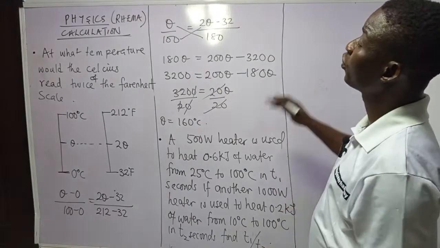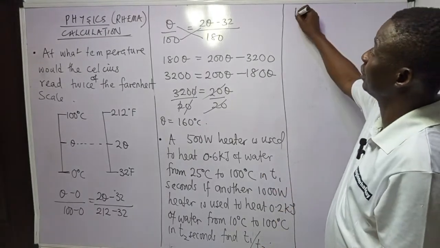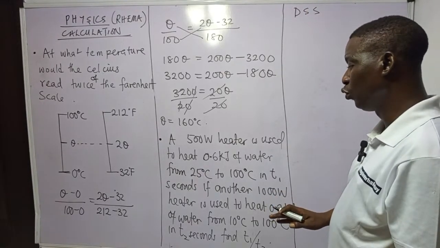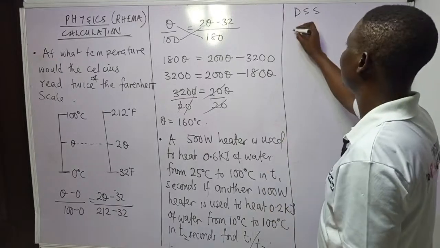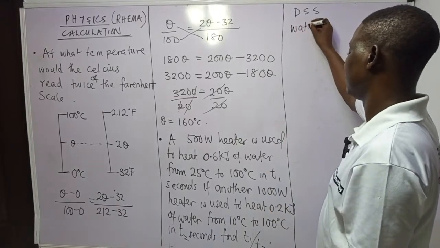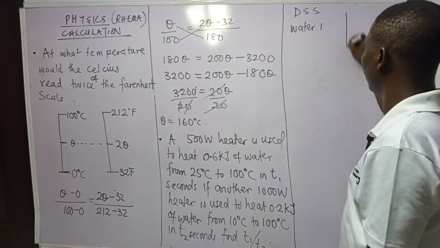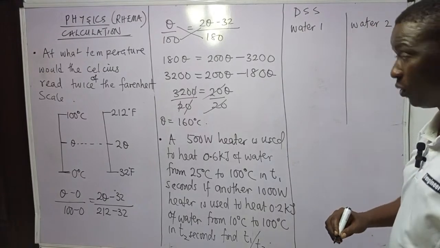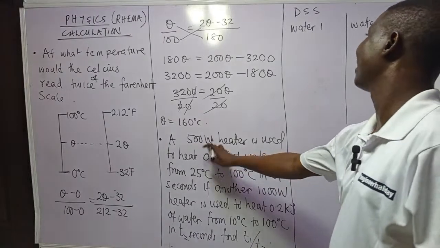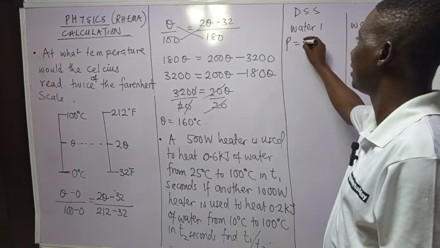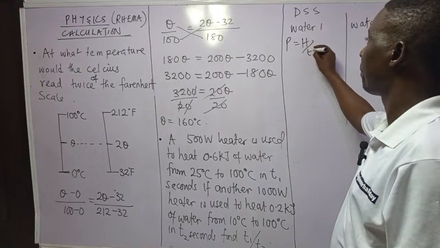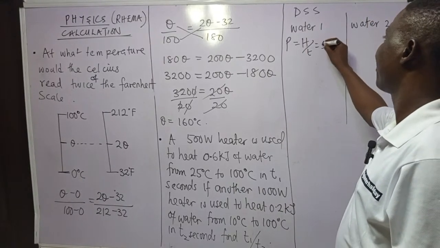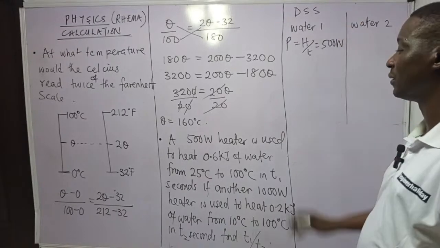First of all, if you want to solve calculation in physics, you have to use what they call DSS, and you have to be very smart. Now, there are two waters involved here. Let's call them water 1 and water 2, according to the question. Now, water 1 has a power, or rate of heat, of 500 watts. They give us that one.